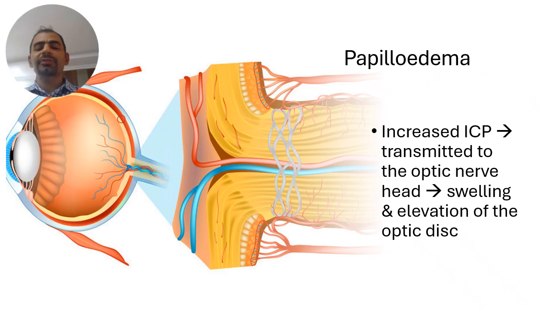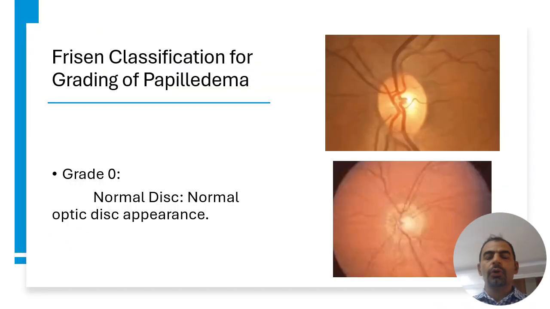The optic nerve is considered an extension of the brain. It shares the same dural coverings. The postulated pathophysiology of papilledema indicates that increased intracranial pressure will be transmitted to the optic nerve head. This will lead to venous engorgement and stasis of the axoplasmic flow, leading to swelling and elevation of the optic disc. When we talk about the grading of papilledema, we should follow the Frisén classification.